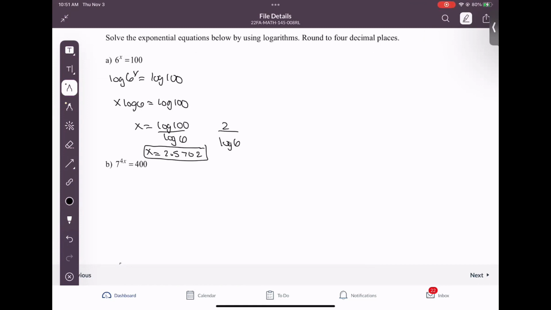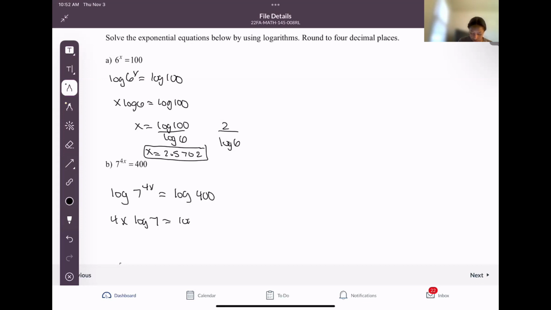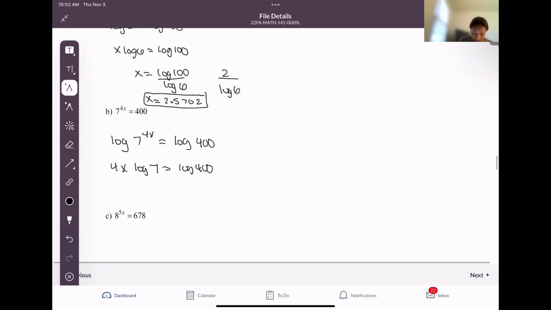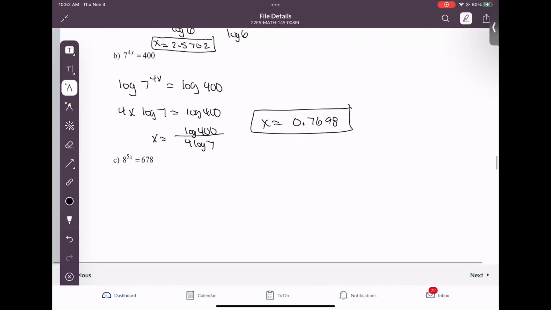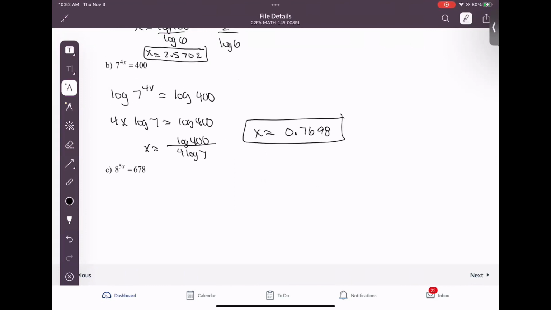0.7698. Yes, I got the same thing. All right, so this would be log of 7 to the 4x equals log of 400. 4x log of 7 equals log of 400. Then we divide. X is equal to log of 400 divided by 4 log of 7, which is 0.7698.